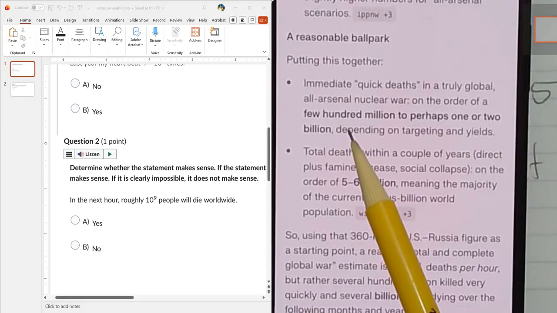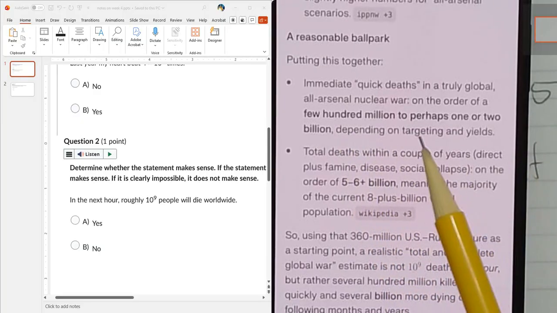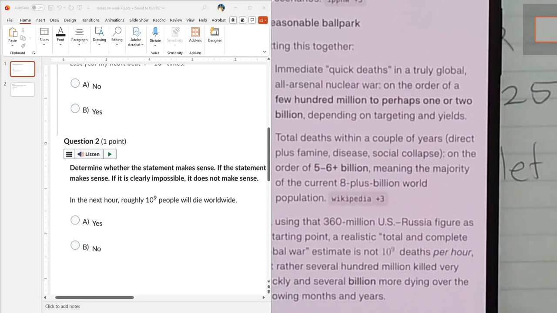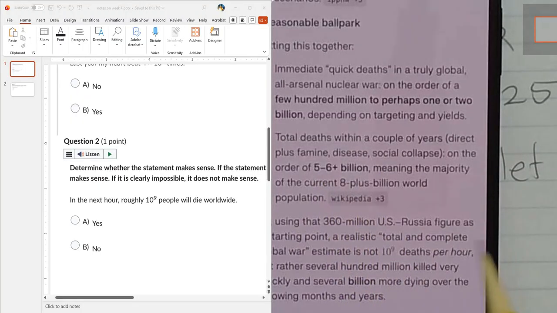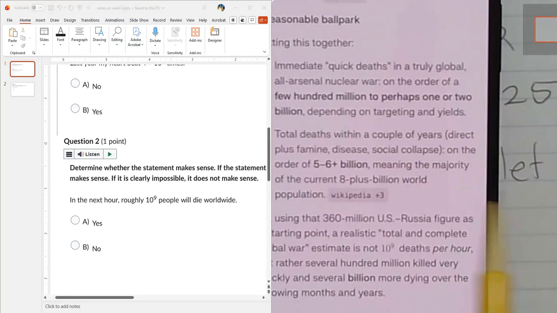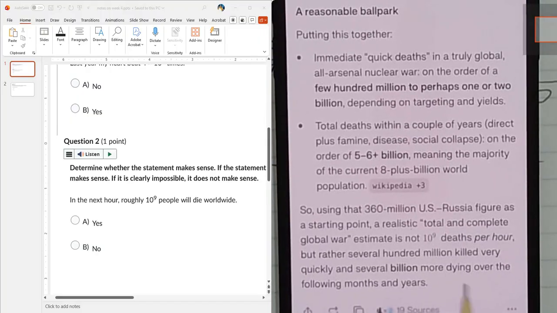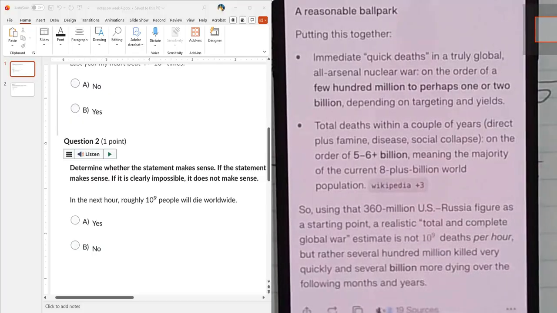So the immediate would be a few hundred million, which is greater than the population of the United States. And then within a couple years, those deaths would continue to be up to 5 to 6 billion. Remember, we only got 8 billion people. So with 5 to 6 billion dead, we now only have about 1 or 2 billion people left. And again, that's using the 360 million as a starting point.